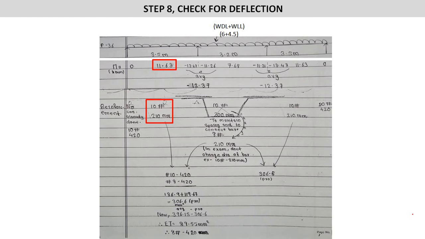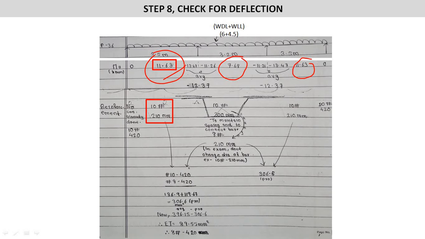So step number 8, check for deflection. The check for deflection is done at the center of the span only, depending upon the bending moment at the center span. So here is a center span moment, here it is a center span moment, and here it is a center span moment. Of these, the maximum value we will consider for the design for the check of the deflection. The maximum value of the bending moment is 11.63 kilonewton meter.